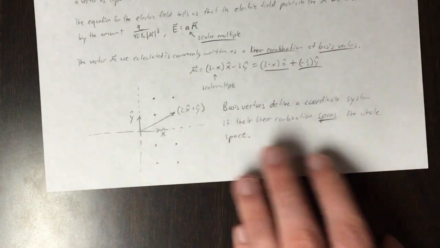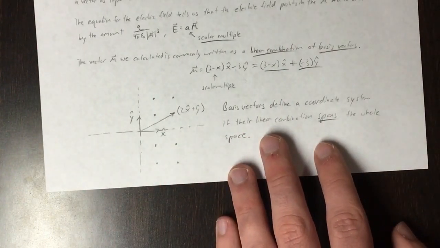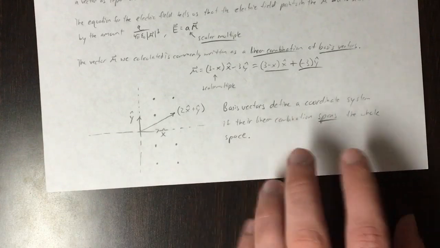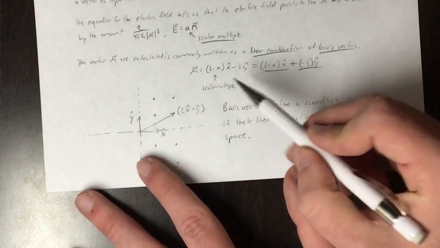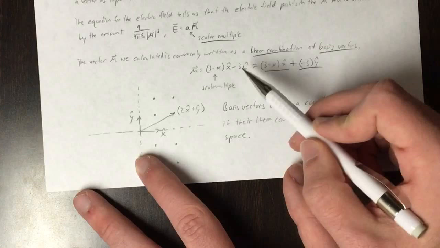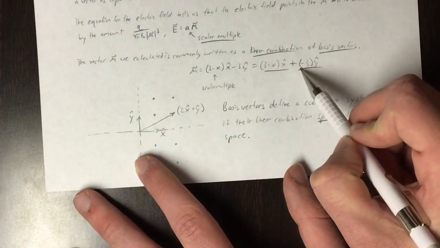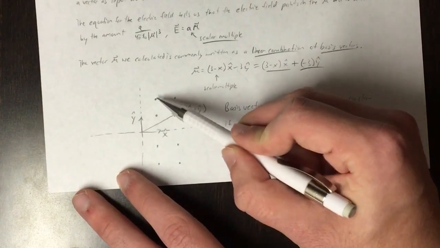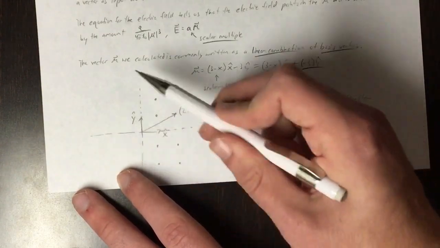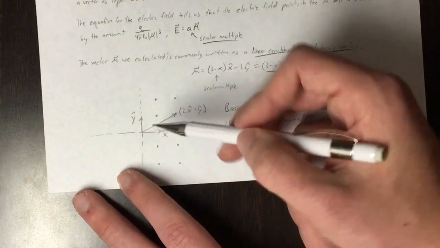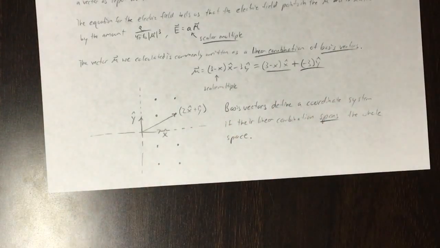Okay. Now basis vectors define a coordinate system if their linear combination spans the whole space. What does that mean? Well, if I let these scalar multiples of x hat and y hat over here be all real numbers, the resultant vector should hit every point in the Cartesian plane. These two basis vectors should span the entire coordinate system. So every coordinate system has a set of basis vectors that define that coordinate system. Okay? So let's move on and let's solve our problem.